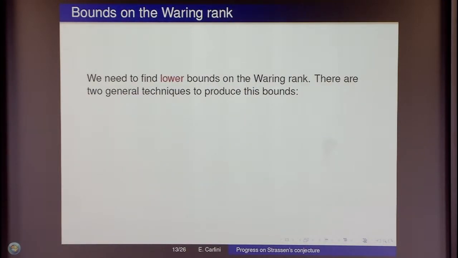Okay, so let's see something about the Waring rank, because this is what we're going to use, and how you can compute bounds on the Waring rank. Usually, from my point of view, it's not difficult to find upper bounds. What is really difficult is to find good lower bounds. And as far as I know, there are two approaches to do this.